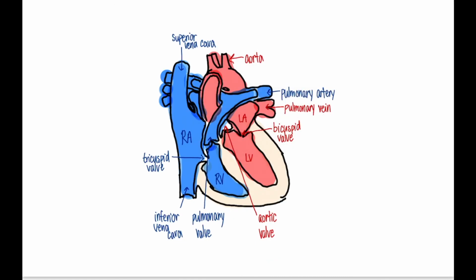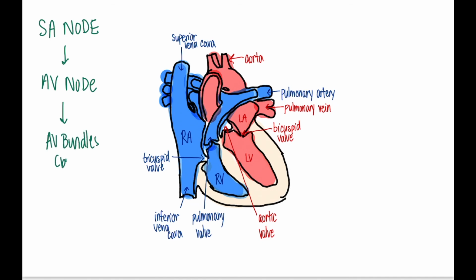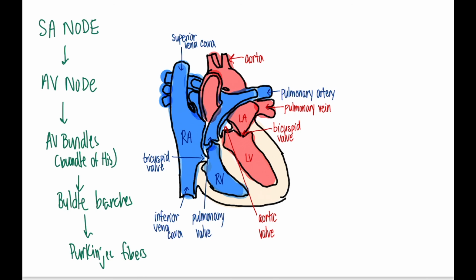So now we're going to talk about the cardiac conducting system. So the cardiac conducting system is basically how the heart knows to go through that blood flow. So essentially we're going to have an SA node, which is going to lead to an AV node, which is going to lead to the AV bundles, which is going to lead to bundle branches, and it's going to lead to Purkinje fibers. Don't worry, I'm about to explain it all now.